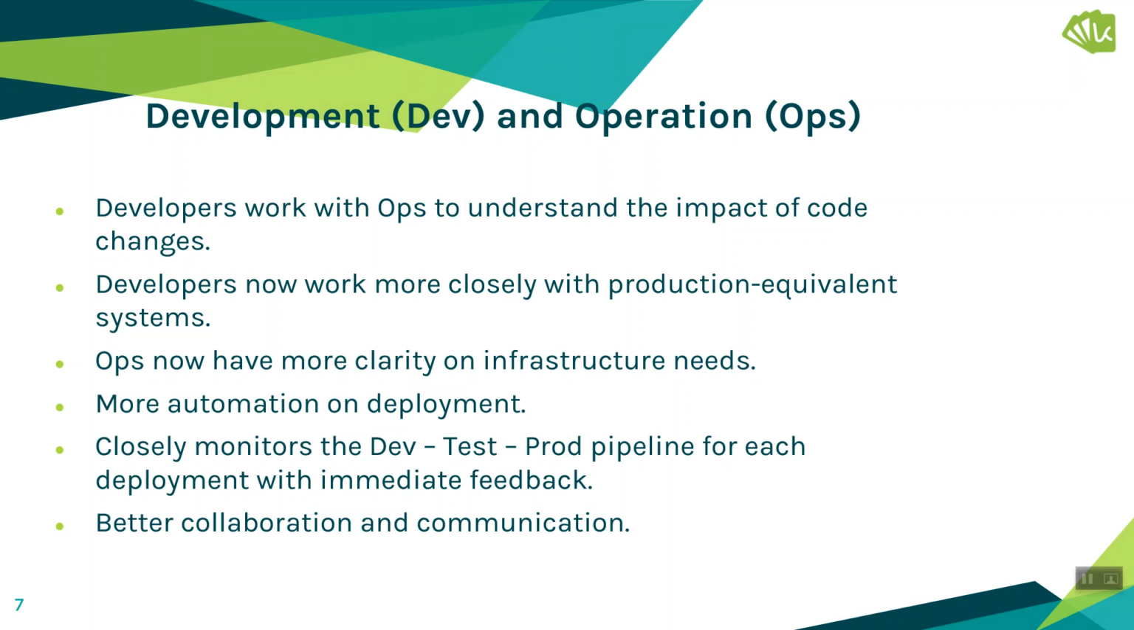So the developer works with operations to understand the impact of code change. Developers now work more closely with production equivalent systems. Operations now have more clarity on infrastructure needs, more automation on deployments, and closely monitor the dev, test, and prod pipelines for each deployment with immediate feedback, better collaboration and communication. These features are mainly the continuous integration and continuous delivery. So whenever there is an issue, we don't have to wait for somebody to roll back the change. DevOps tools like Jenkins, which is a CI/CD tool, will do the job for us.